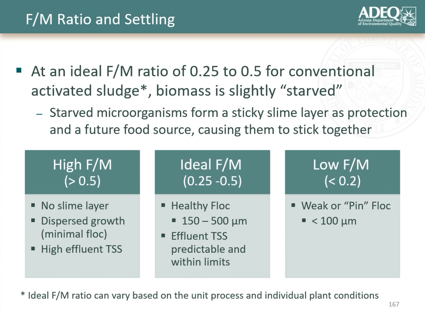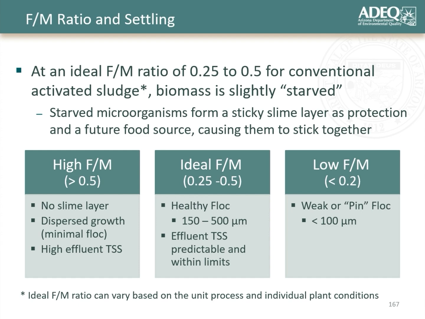If your food to microorganism ratio is too high, then those slime layers don't form, you get these dispersed flocs, so you can have high effluent TSS concentrations. And what we mean by high is greater than 0.5. If you have low, less than 0.2, then you have a much more starving population, which forms weak pin flocs. And then you can also get a lot of filaments forming because the bacteria are stretching out, trying to find as much food as they can. So having too low of a food to microorganism ratio is obviously less than ideal.